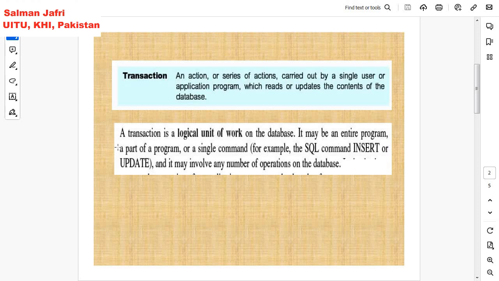It may be an entire program, a part of a program, or a single command, for example, SQL insert or update, or may involve any number of operations on the database. The key idea is whatever transaction we define, the transaction should occur in full. There is no concept of a partial transaction or half transaction.